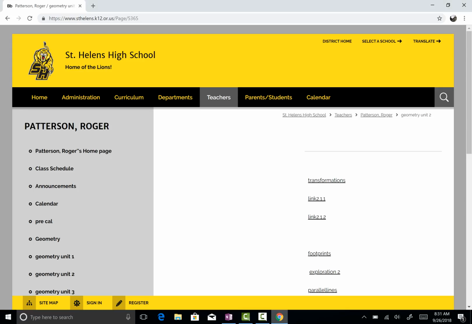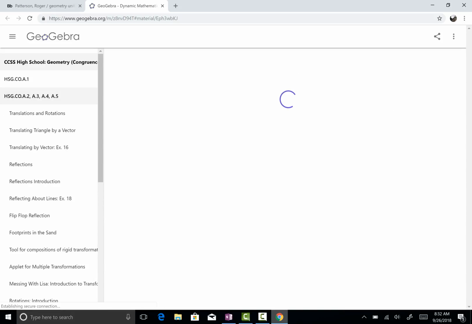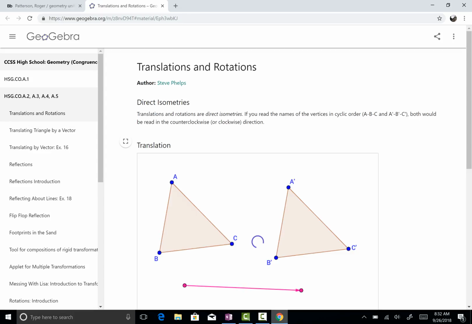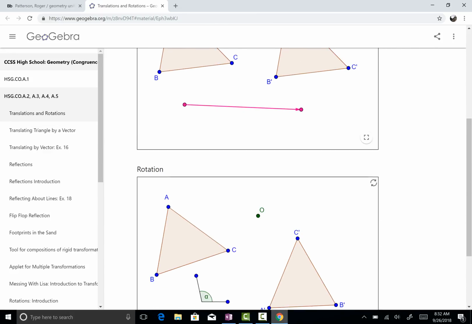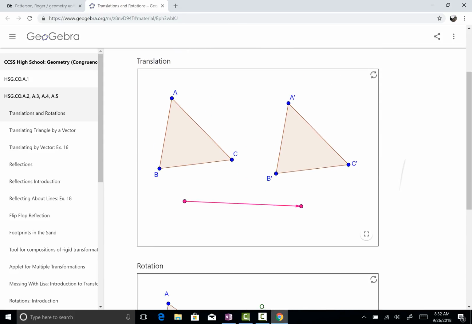So right now what we're going to do is go on to link 2.11, I think it's called. Take a look at that. This is going to reinforce some of the properties and some of the things that we did. That's where we're heading. So again on this, this shows you a little bit about the orientation, how it works. It shows you a little bit more about the translations and rotations.